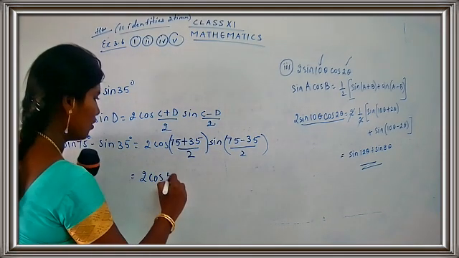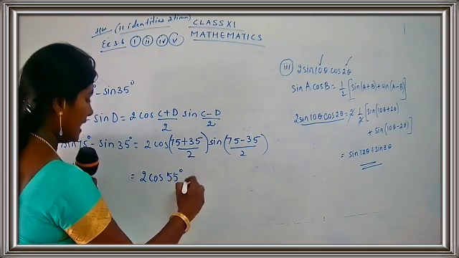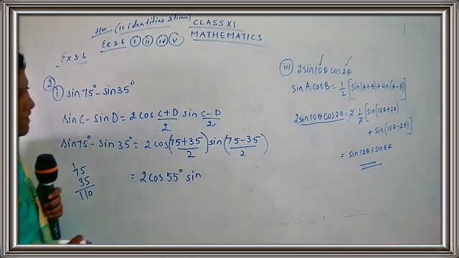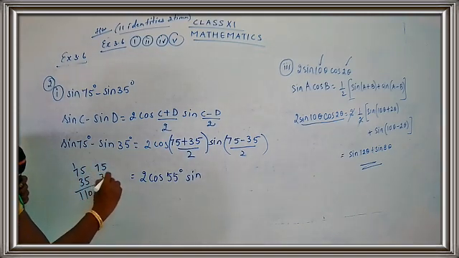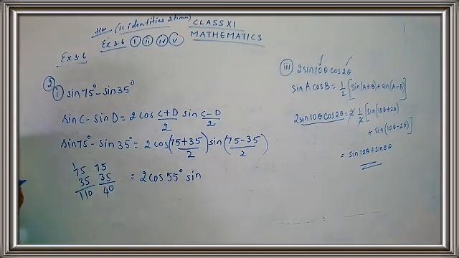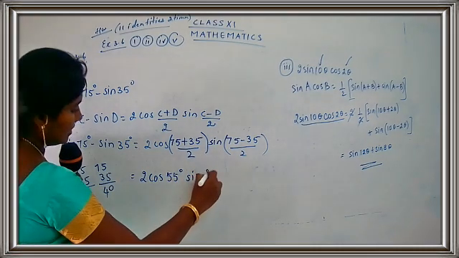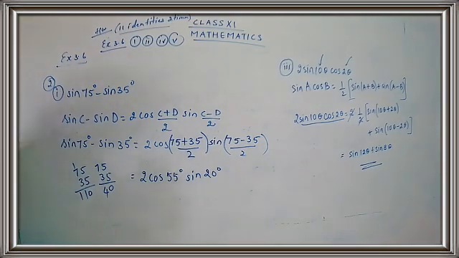So the answer is 2 cos 55 degree, and this is sine of 75 minus 35. It's 40. So you can take the half of 40, that is 20. So the answer is 2 cos 55 degree sine 20 degree. So this is your answer. You know the answer. 2 cos 55 degree sine 20 degree.